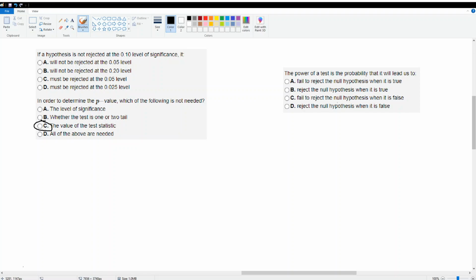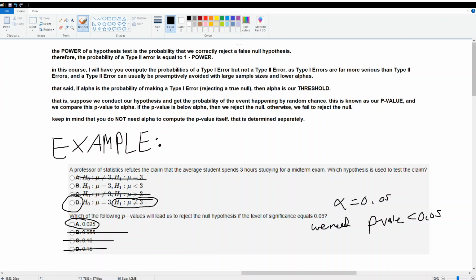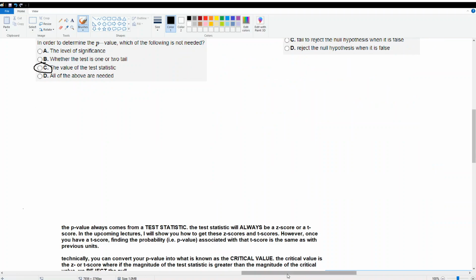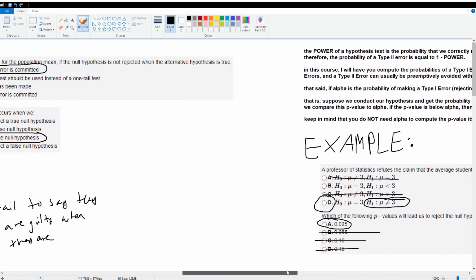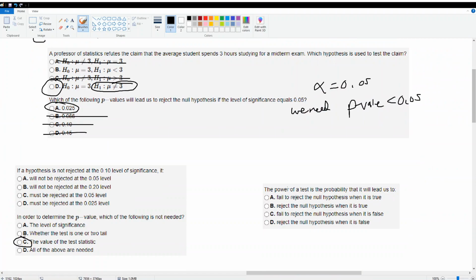All right, I'm going to start with the one on the right. The power of a test is the probability of computing a type 2 error. And we recall our type 2 error, you recall that from up here, is that we correctly reject a false null. So therefore, we fail to reject a false null. You'll recall down here, type 2, failing to reject a false null. So let's go back over here. Fail to reject our false null.